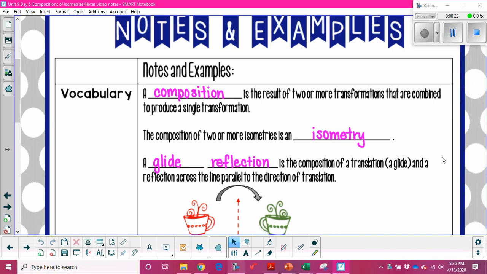Now remember, your transformations are your translations, which are your slides, your reflections, which are your flips, and your rotations, which are your turns. The composition of two or more isometries is an isometry, meaning it preserves all distance lengths, so all the sides are going to be the same and all the angle measures are going to be the same. A glide reflection is the composition of a translation and a reflection across the line parallel to the direction of translation.